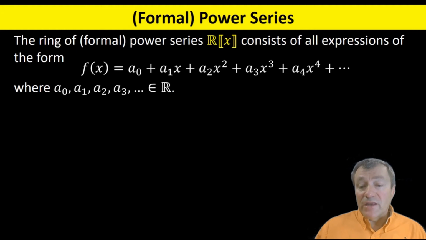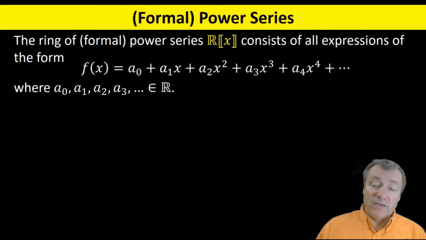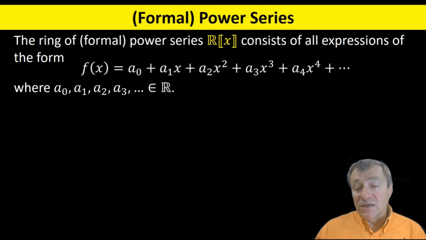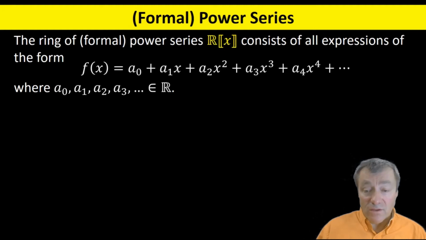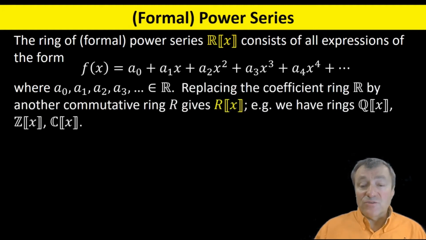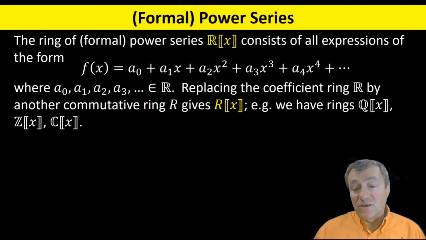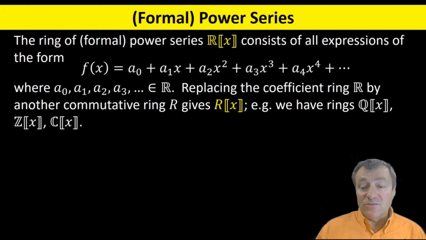Now, R double bracket X is a ring. I can add power series term by term. I can subtract them. I can multiply them out, just like I squared my g of x in my previous example. So you can see that they form a ring. If my coefficients were from some other ring in place of the reals, I would indicate that in my notation. If I do this, I really should be restricting to a commutative ring for the coefficients. Otherwise, you can't really collect terms the way you want.